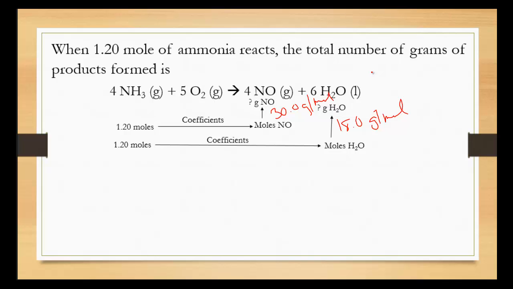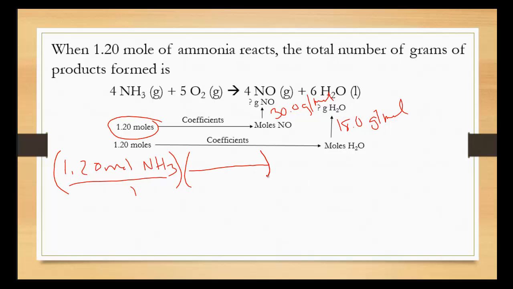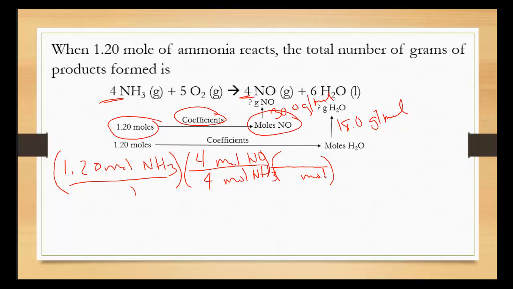1.20 moles of NH3 over 1. We're right here. We need to go from moles of NH3 to moles of NO. To do that, we use the coefficients. There's 4 in front of the NH3, and there's 4 in front of the NO. Now we need to get from moles to grams. There's 30.0 grams per mole.